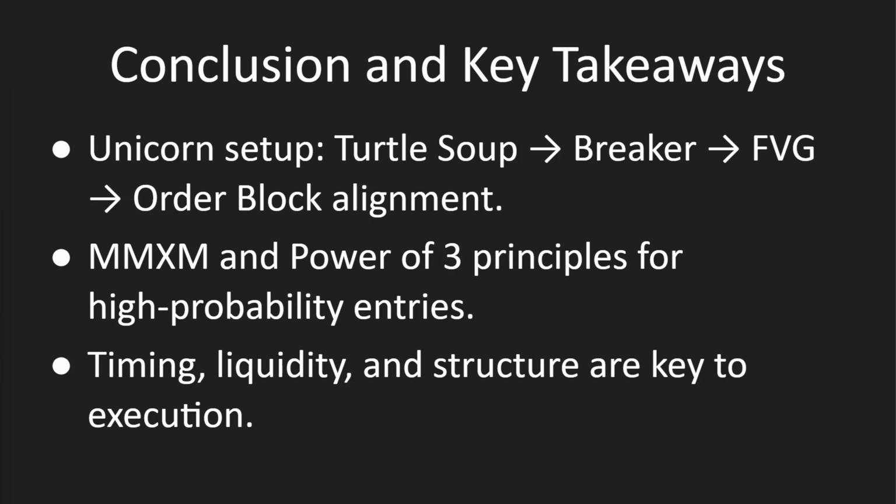For a brief conclusion and key takeaways before we zoom in a little bit on our example, the unicorn setup stems from a turtle soup into a breaker formed with an FVG, and you can align it in a higher time frame order block. Our market maker model and power of 3 principles align and help our confluences for high probability entries. Timing, liquidity, and structure are keys to our execution.